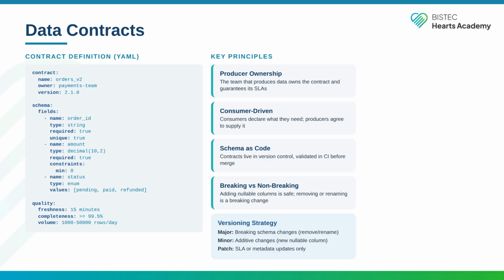In practice, store your contracts in the same repository as your pipeline code. Validate them in Azure DevOps PR gates so breaking changes are caught before review even begins.